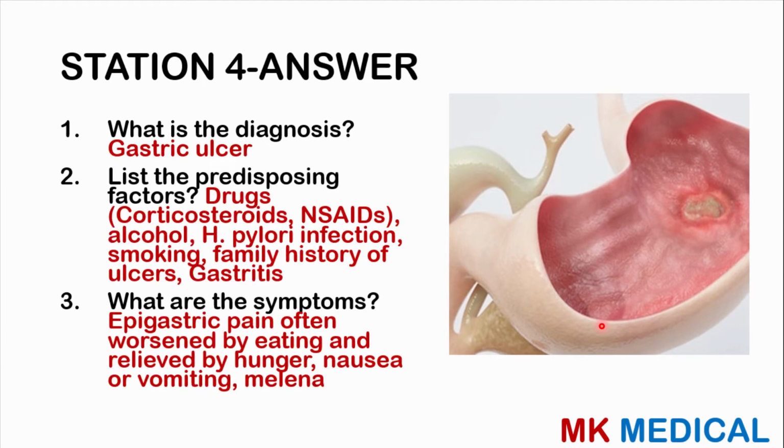So this is obviously a gastric ulcer. And predisposing factors include things like drugs, corticosteroids, NSAIDs. You could also have alcohol intake, Helicobacter pylori infection, smoking, a family history of ulcers, as well as a history of gastritis. Then symptoms include epigastric pain that is often worsened by eating and relieved by hunger, but sometimes you may not have this characteristic fluctuation or the characteristic variation according to the meals.